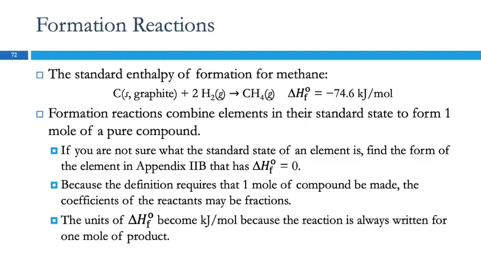So we need to be able to write a reaction for forming a compound. So if we're looking at methane, the heat of formation is negative 74.6 kilojoules per mole. So 74.6 kilojoules of energy are given off for every mole of methane that gets formed from its elements in their standard states. So what are the elements in here? Well, there's carbon. We have to specify which kind of carbon. And there's hydrogen.